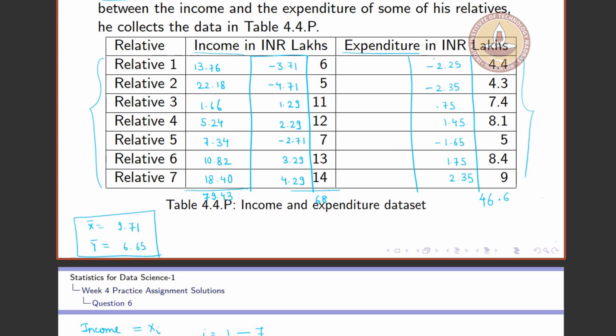So this was the deviation of the expenditure of relatives of Ajay from the sample mean expenditure. So the square deviation will be minus 2.25 whole square, that is 5.0625, minus 2.35 whole square is 5.5225, this is 0.5625, 2.1025, 2.7225, 3.0625, 5.5225.